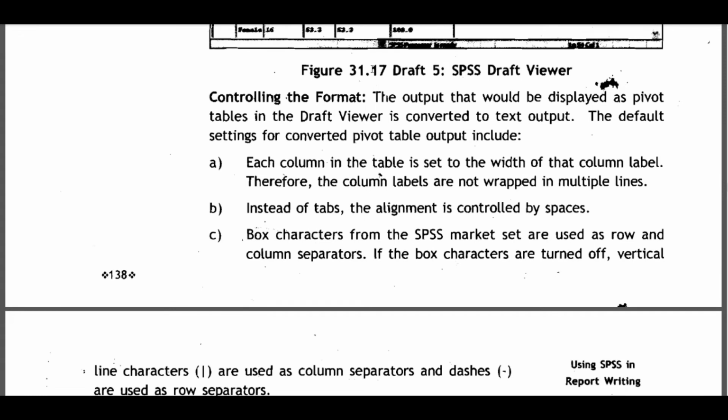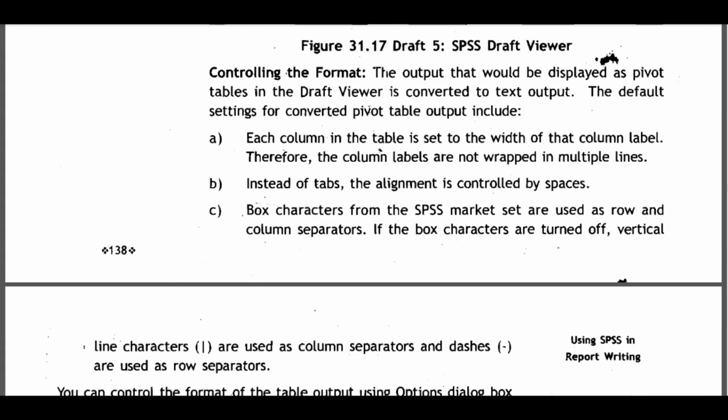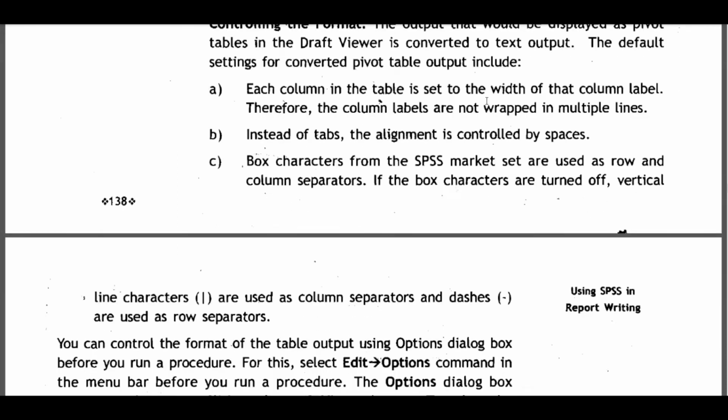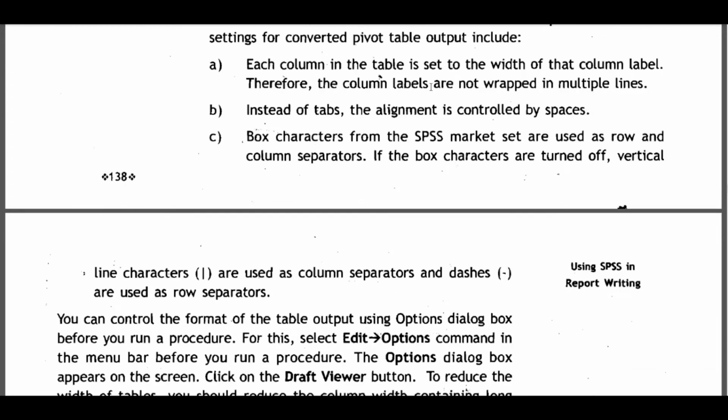Yes, you are controlling the format. The output that would be displayed in a pivot table in the draft viewer is converted into text output. The default setting for converting pivot table output is that each column in the table is set to the width of the widest label in that column. Therefore, the column labels are not wrapped into multiple lines. Instead of tabs, the alignment is controlled by spaces.